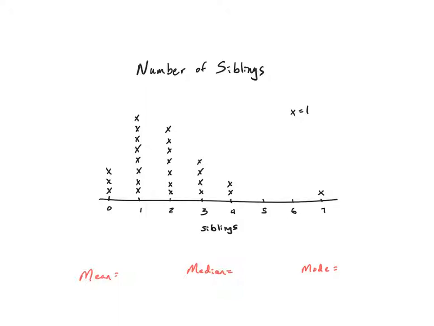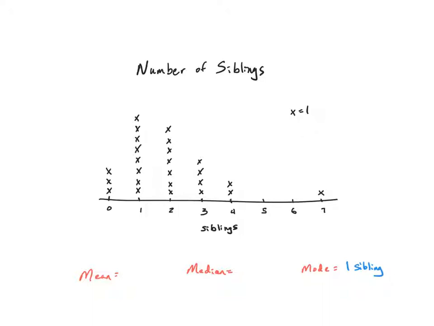I'm going to start with the mode because that's the easiest to find in a set of data. Remember that the mode is the most frequently occurring number in your data. So the most common number of siblings that students have is 1, because we have 1, 2, 3, 4, 5, 6, 7, 8 students who have 1 sibling, and only 1, 2, 3, 4, 5, 6, 7 who have 2 siblings, and everything else is fewer than that. The mode of the data is then 1 sibling.